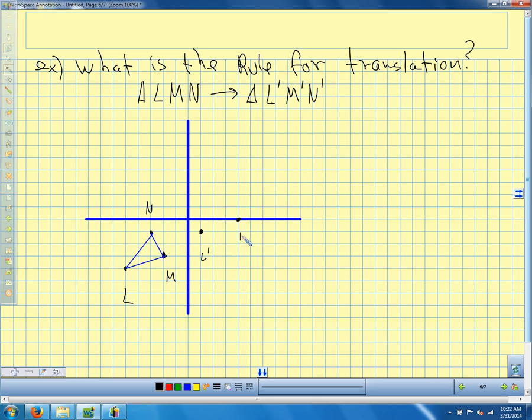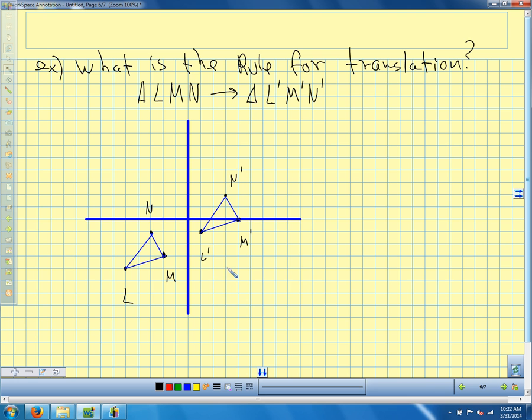There's M prime. And there's N prime. So there's my transformation, my translation. We want to figure out the rule.